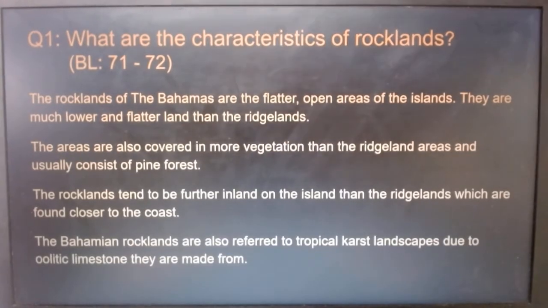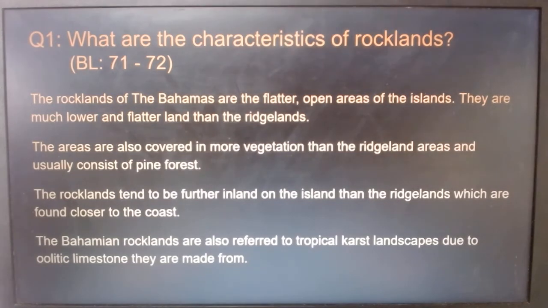Quickly moving on to our rocklands. And again, you can pause each slide to have a little look at it, and keep it there to come back and revise.